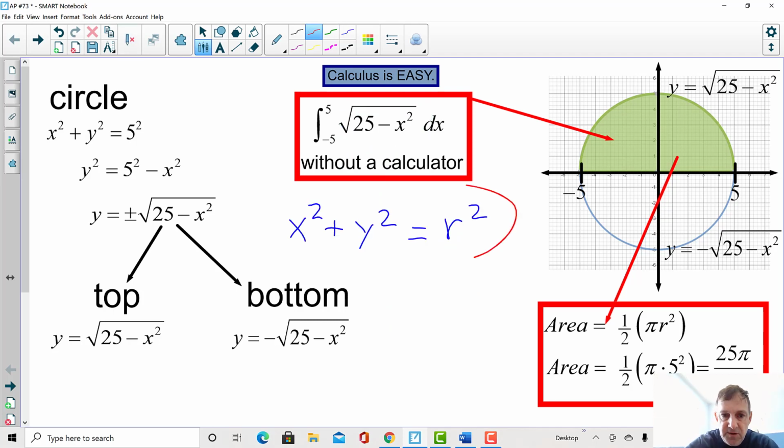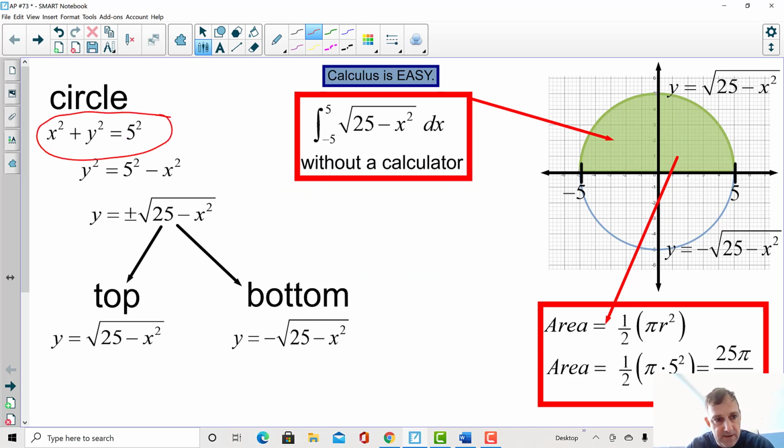If you remember what the equation of a circle looks like, you have x squared plus y squared is equal to r squared. So in this case, if we use r equals 5, we would get x squared plus y squared equals 5 squared. And we could solve that for y. We subtract x squared from both sides, and then we do the square root of both sides. Square root of y squared would be absolute value of y. Absolute value of y would give us plus or minus y, but we can move the plus or minus over.